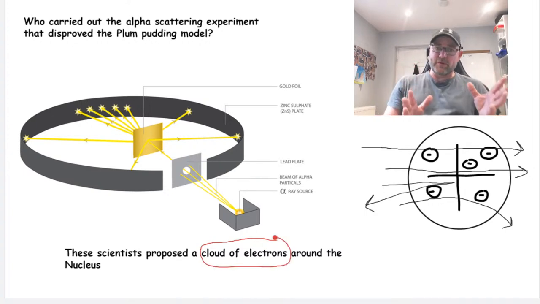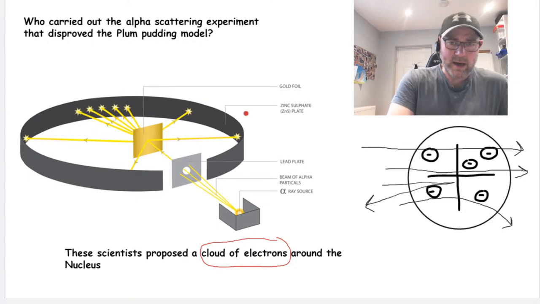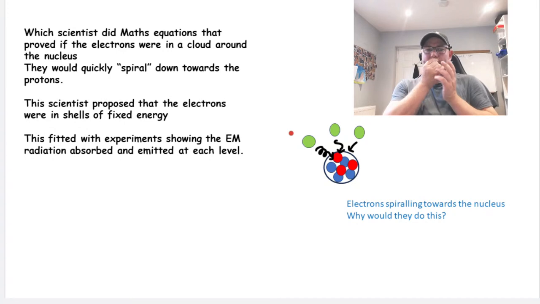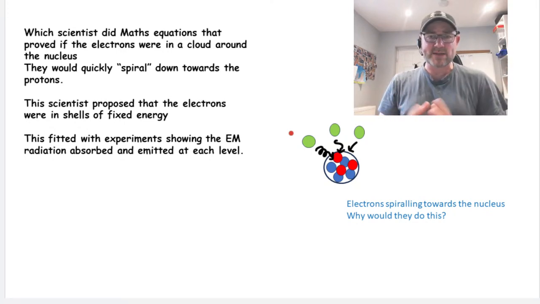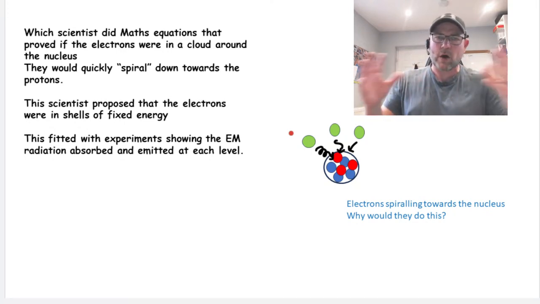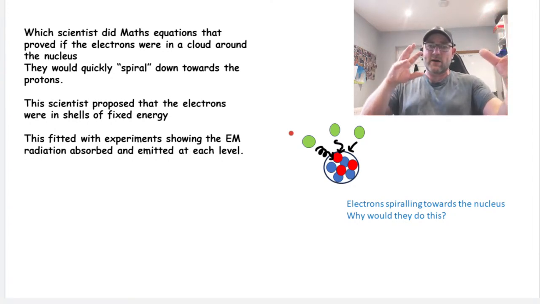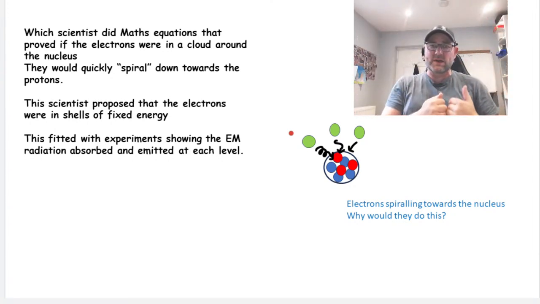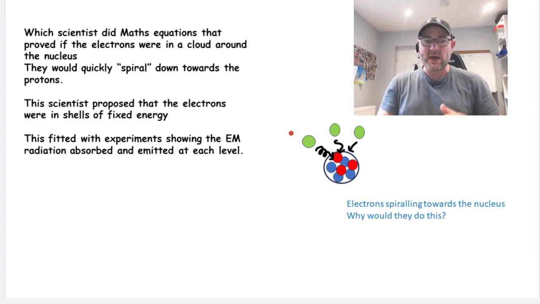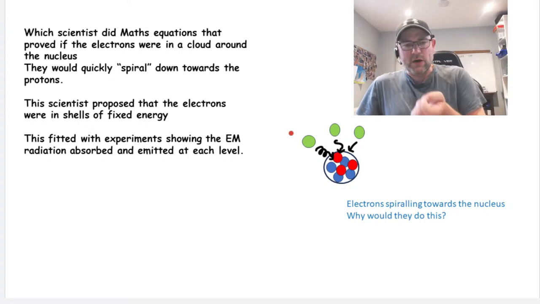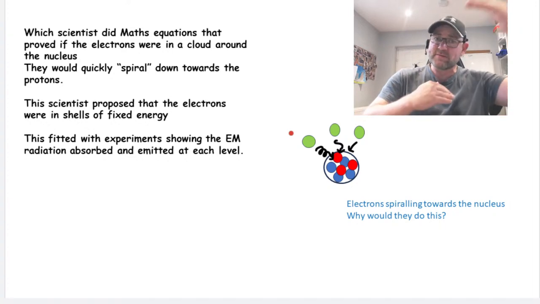Now, this was then proved wrong by some scientists that did loads of math equations. Actually, I've said which scientists, but it was a whole bunch of different scientists. But a certain scientist said the electrons can't hang out in clouds. They'll get pulled into the nucleus if they're hanging out in these clouds. They'll spiral towards the protons, as you can see with my funky green electrons whizzing down towards the protons. Because of course, negative and positive attract.